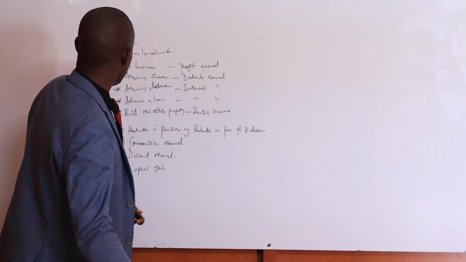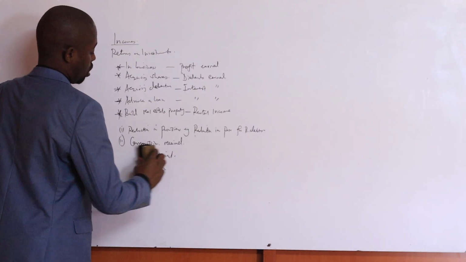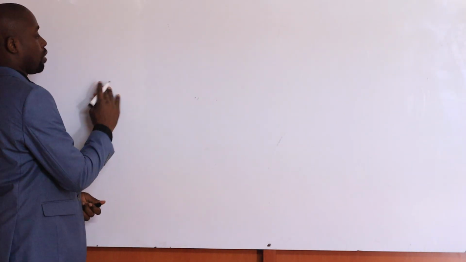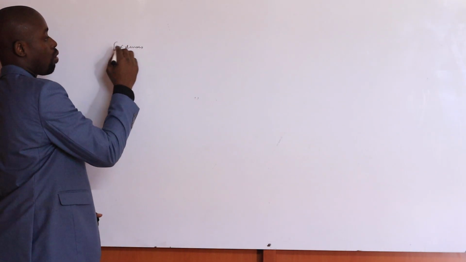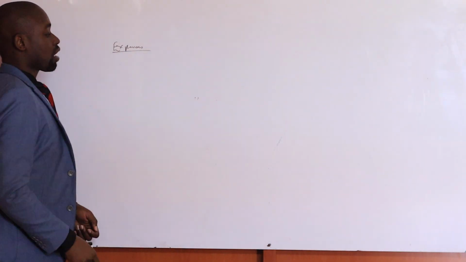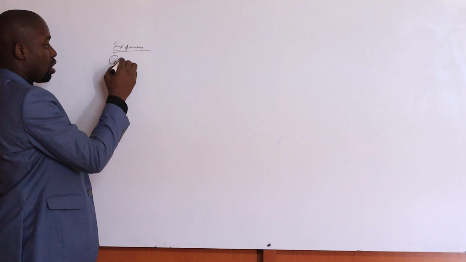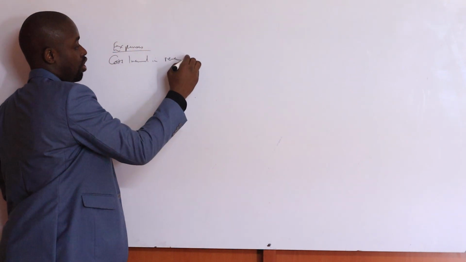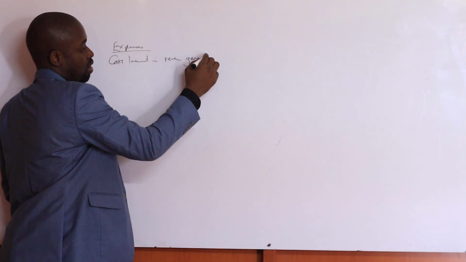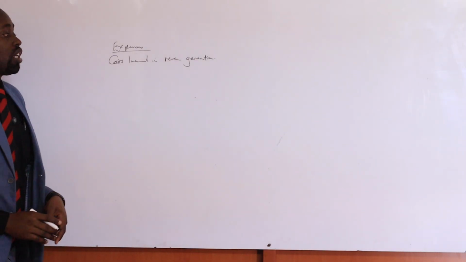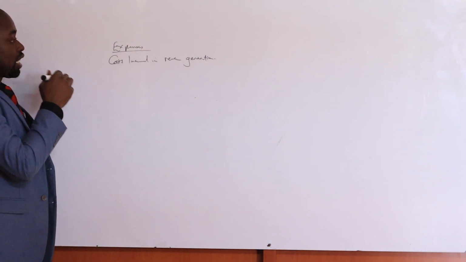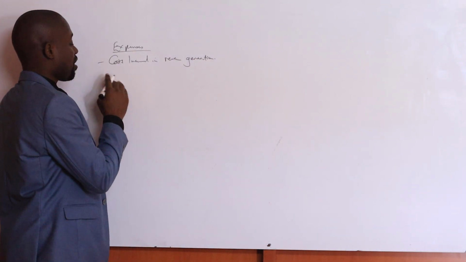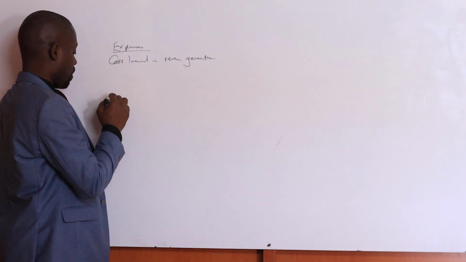Next one is what we call expenses. What are expenses? Expenses are costs incurred in revenue generation. Costs incurred in generating sales or revenue. They are called expenses. These expenses can be split into two. You've got cash expenses and non-cash expenses.